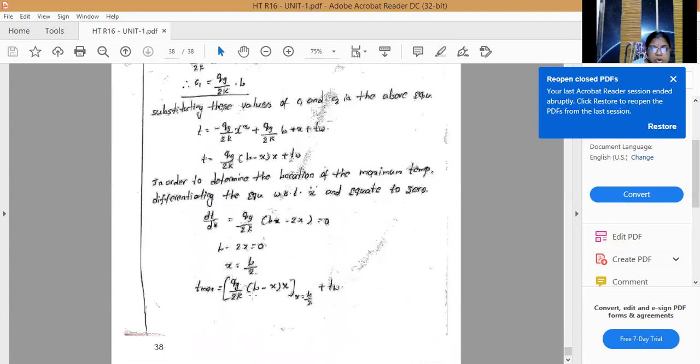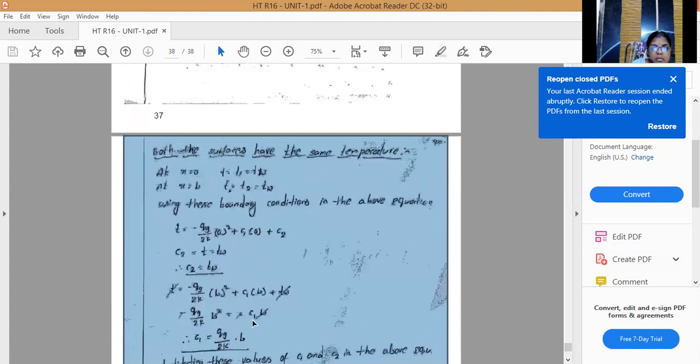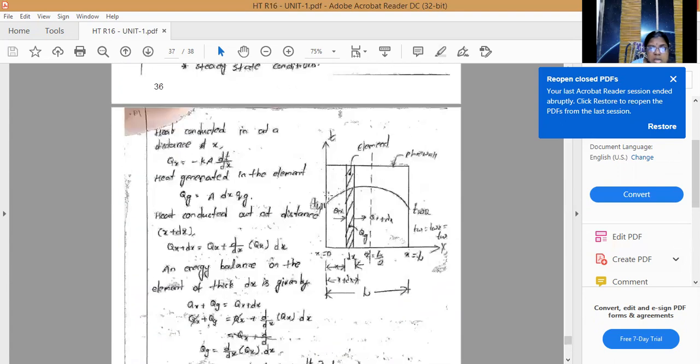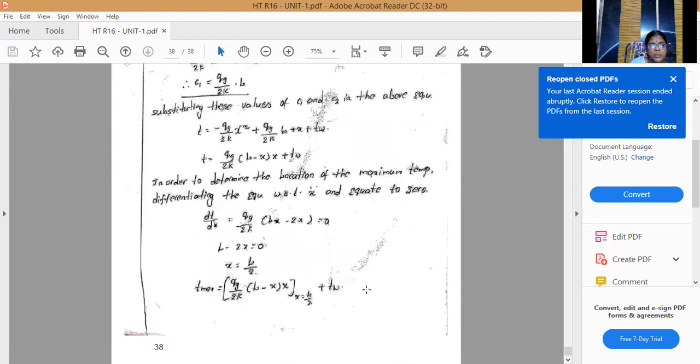So the maximum temperature occurs at the center. This is the formula for maximum temperature. What I want to tell is that when the temperature is the same on both sides, the temperature is maximum at the center of the plane, at a distance of x is equal to L by 2. So when x is equal to L by 2, the temperature is maximum. That is nothing but qg by 2k into L minus x into x at x is equal to L by 2, plus TW. So this is the equation.